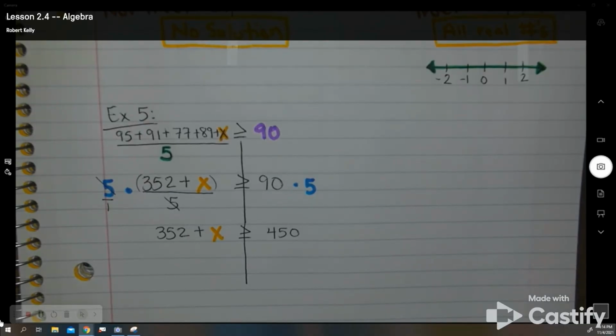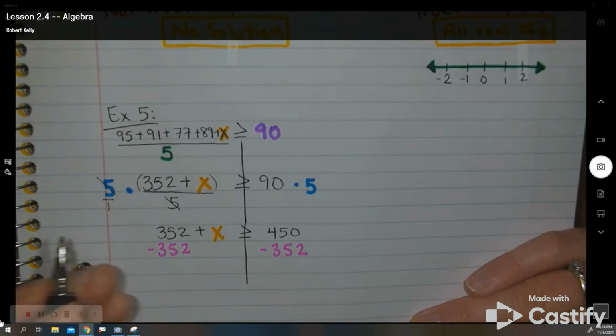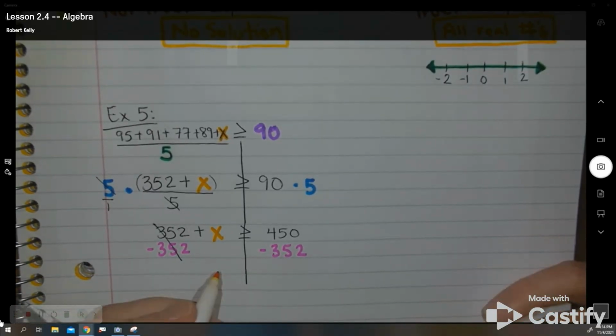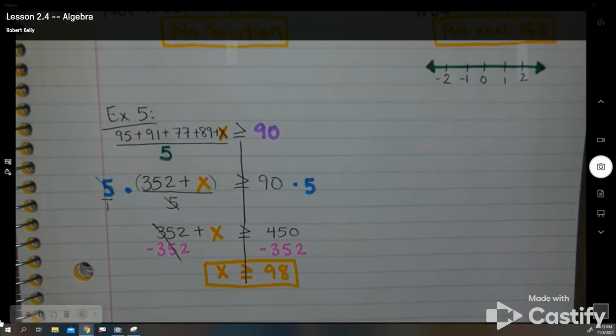Now we can take care of that addition. So we're going to undo our addition by subtracting 352 from both sides. 352 minus 352 is 0. Bring down our X, greater than or equal to 450 minus 352, which is 98. So that means on game number 5, we have to score 98 points or more in order to move on to the next level or the next round that we're able to play.